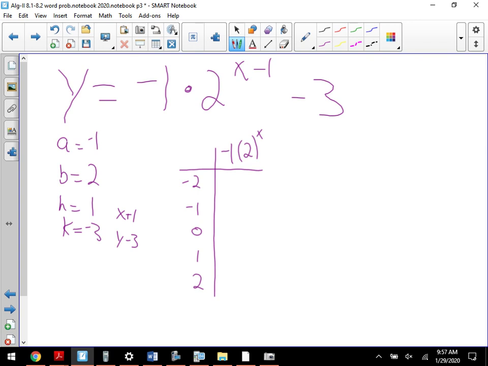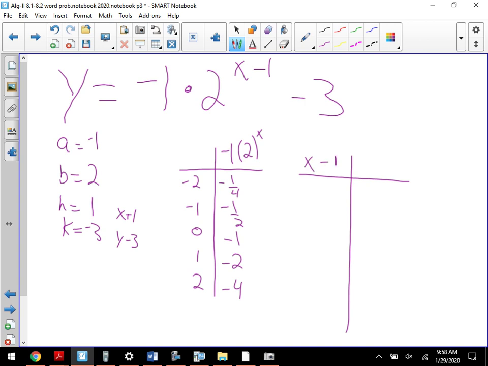2 to the negative 2. Well, that just means it's 1/4. And then you multiply it, you get your negative 1/4. Good. Now you get negative 1/2, negative 1, negative 2, and negative 4. See how fast that is? That's why we picked those numbers, because they're easy to work with. Shift it.